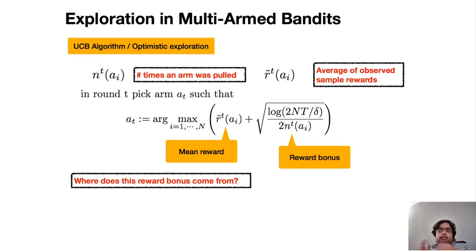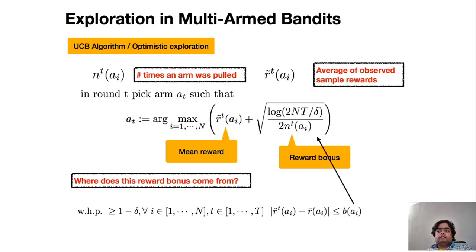So just by its appearance, this reward bonus should make you remember concentration inequalities, because this log 2nt over delta divided by the number of times you've seen something is very reminiscent of concentration inequalities, right? So what we can do now is obtain this bound directly by applying any general concentration inequality like Hoeffding's inequality.